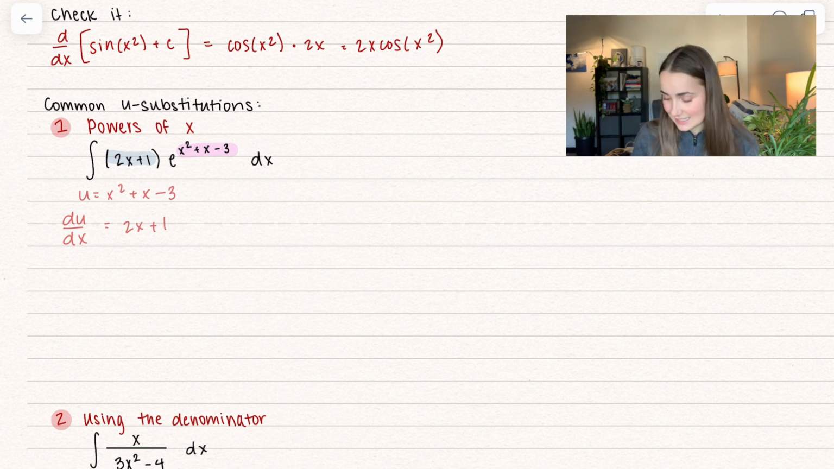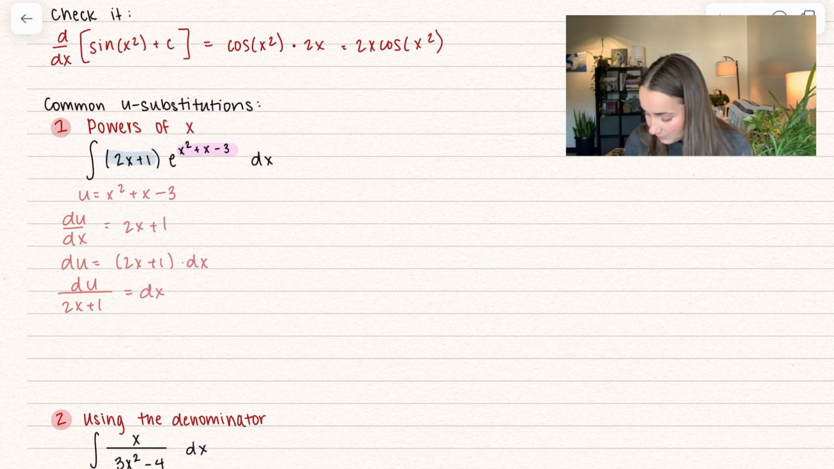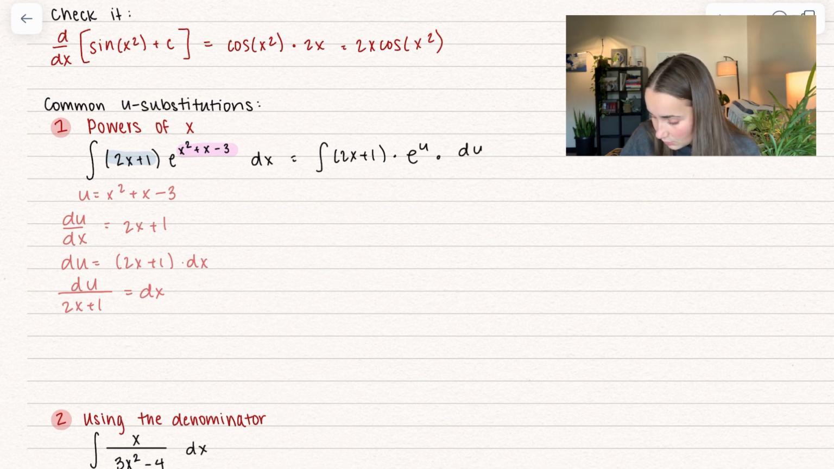I'm going to multiply that dx over, so I get du is equal to 2x plus 1 times dx. And finally, I can divide that over, so du divided by 2x plus 1 is equal to dx. So now we have lots of parts in here that we're going to fill in. That 2x plus 1 stays the same because we didn't manipulate it at all, but that becomes e to the power of u. And now our dx is equal to du divided by 2x plus 1.